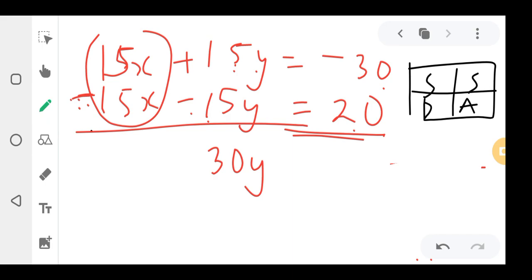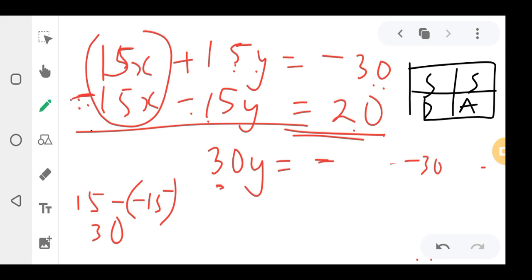So that will be equal to negative. I'll do the rough calculations so that you remember. We said 15 minus minus 15, which gave us 30, which is this 30 I've put in. And then negative 30 minus 20, this 20 down here, which will give me negative 50. So 30y is equal to negative 50.